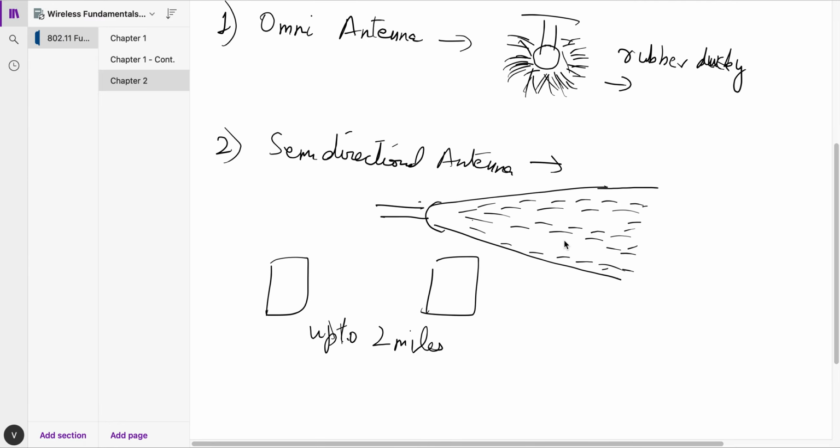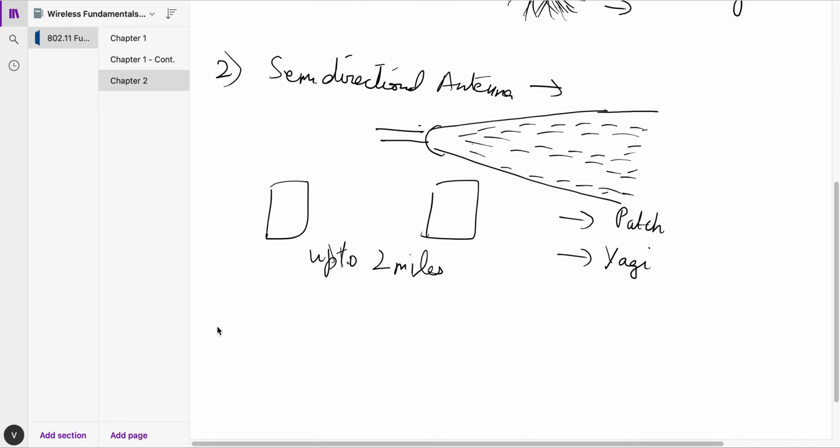Now, when you talk about semi-directional antennas, there are multiple examples of that as well. A semi-directional antenna like a patch antenna or a Yagi antenna. These are common examples of semi-directional antennas, and they can go up to a distance of approximately 2 miles. The next one is called a highly directional antenna.